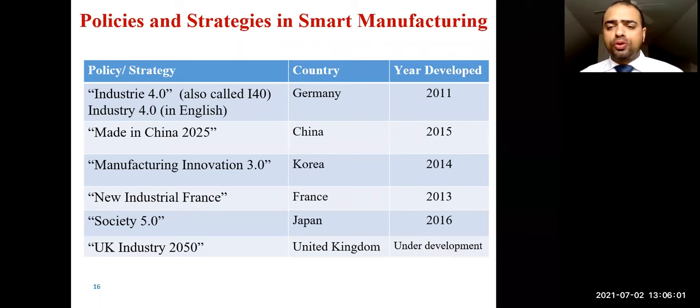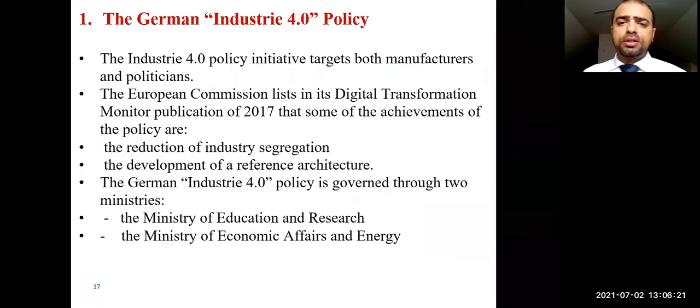Manufacturing Innovation 3.0 in Korea since 2014. New Industrial France since 2013. Society 5.0 in Japan since 2016. And UK Industry 2050 in the United Kingdom, which is still under development. So Industry 4.0 is probably the most popular one.